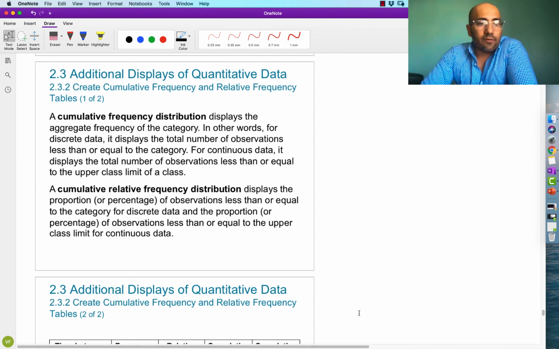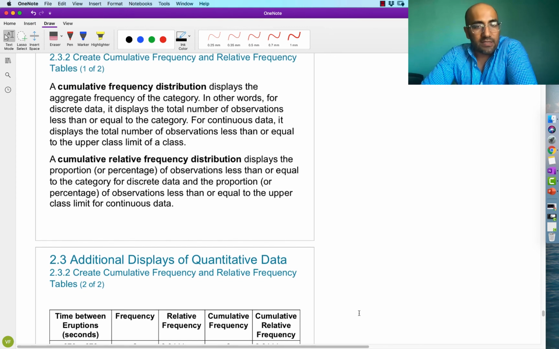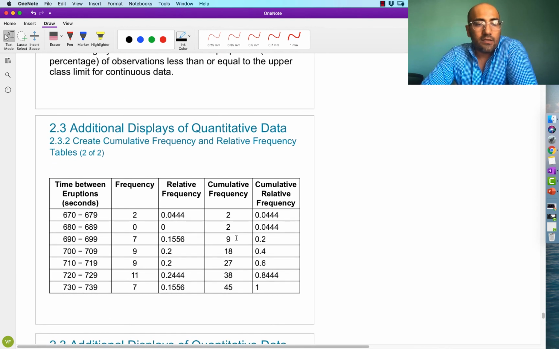A cumulative relative frequency distribution displays the proportion or percentage of the observations less than or equal to the category for discrete data, and for proportion or percentage of observations less than or equal to the upper class limit of the continuous data. Okay, what does that mean? So let's go back to the eruption. So here are our classes. Frequency, 2 values landed in that class. At 0 times did we see an observation that landed in this one.